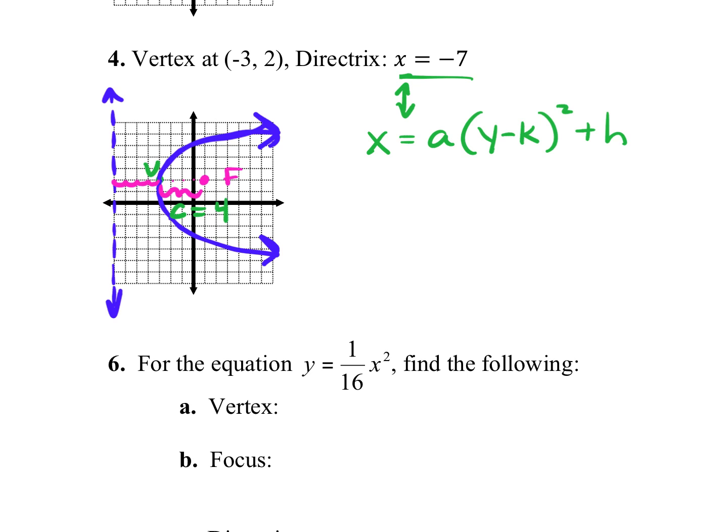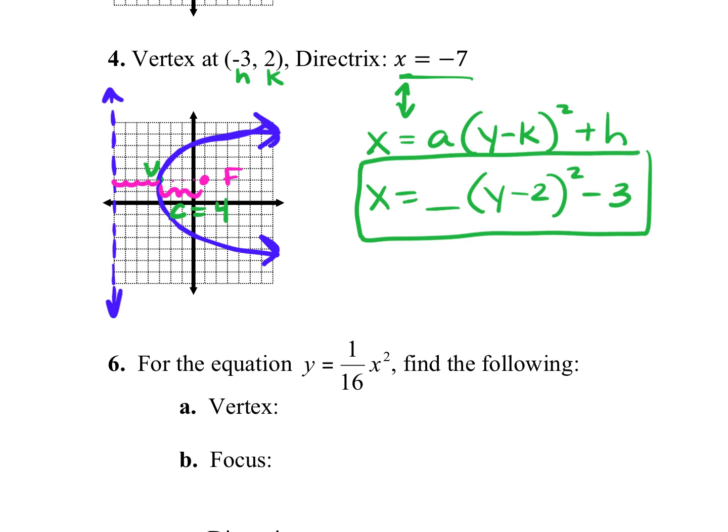What is h and k? H and K, X and Y. -3 and +2 are your h and k values. So if we plug this in, x equals whatever a will be, times (y minus your k value, so y minus 2) squared, and then plus a -3, which is -3. So this is going to be your answer. We just have to figure out what to drop in for A.